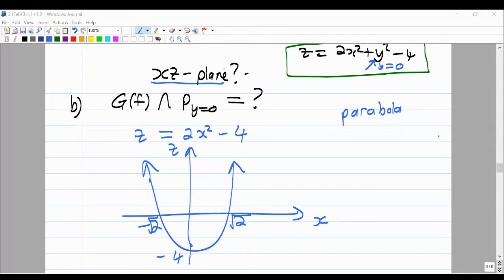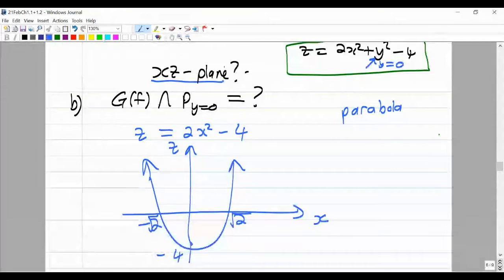So this is the answer. It's a parabola. We know where it cuts the x-axis, and so we know where it cuts the z-axis. All right, let's do another one.